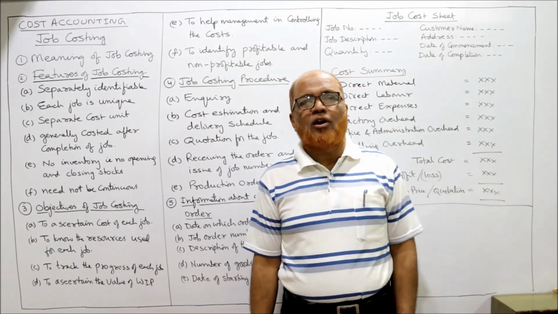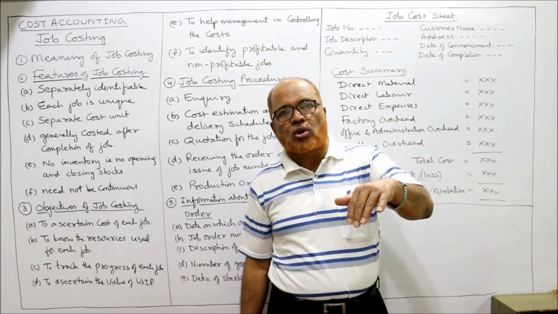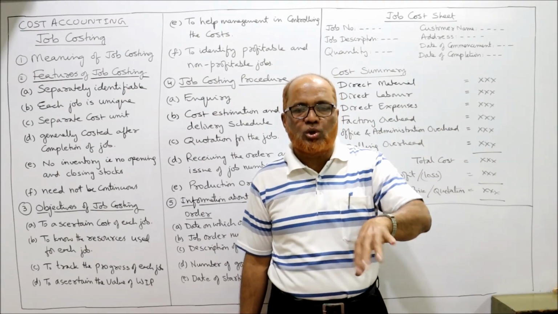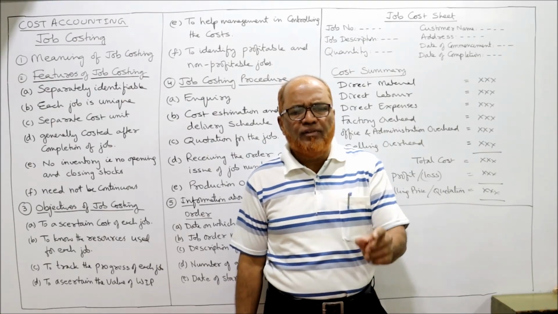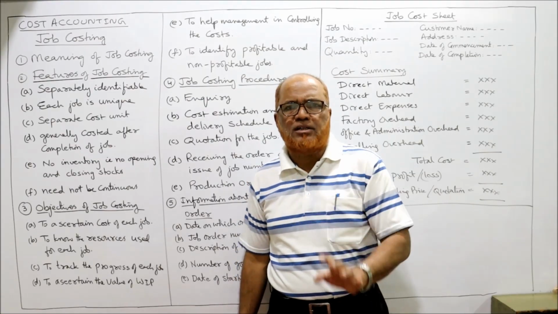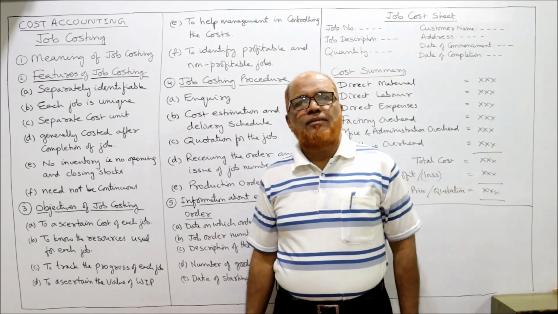Unlike in the case of unit and output costing, where we have seen there may be opening stock of raw material, closing stock of raw material, opening stock of finished goods, closing stock of this type will not be there. No inventory will be kept. We'll start a job and we'll complete it. That's it.